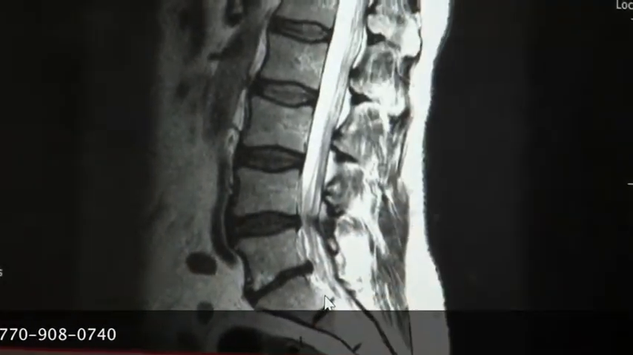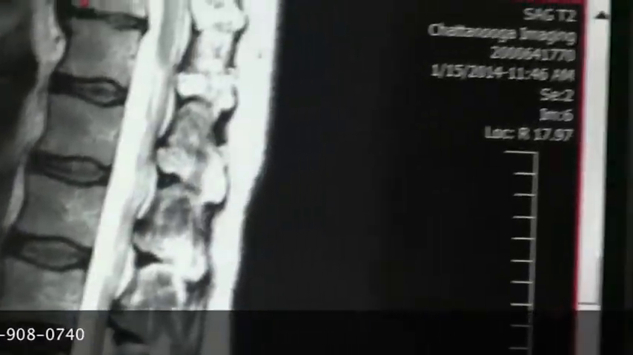This is why people hurt 98% of the time. The other 2% of the time, it may arise from, as I said earlier, infrequent things like instability, tumors, infections, fractures, dislocations, those sorts of things. But the bulk of back and neck pain comes from this phenomenon of compression. That's what life does to us.